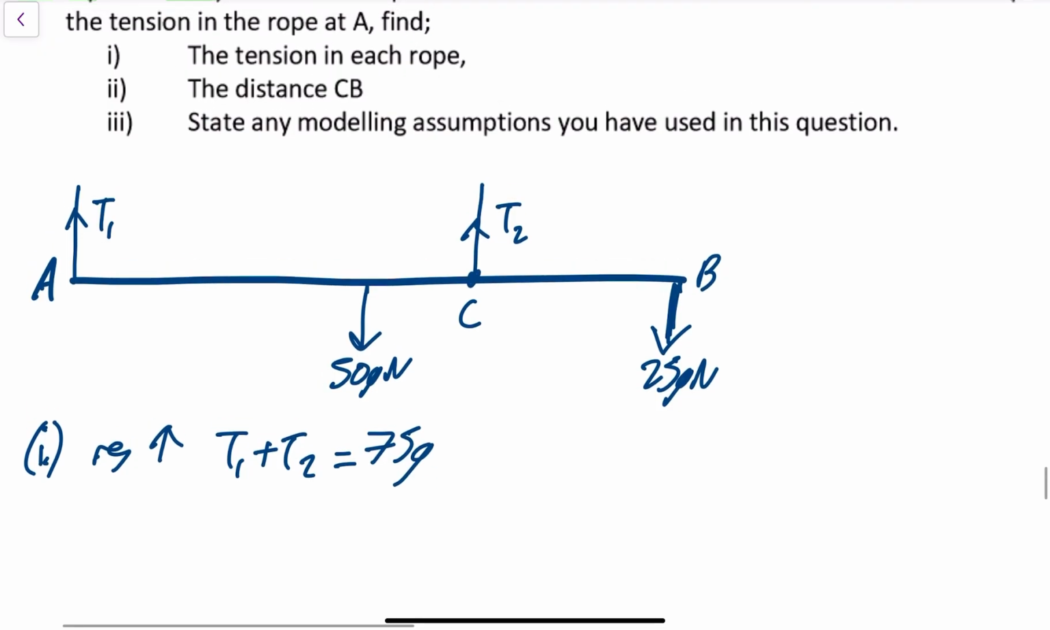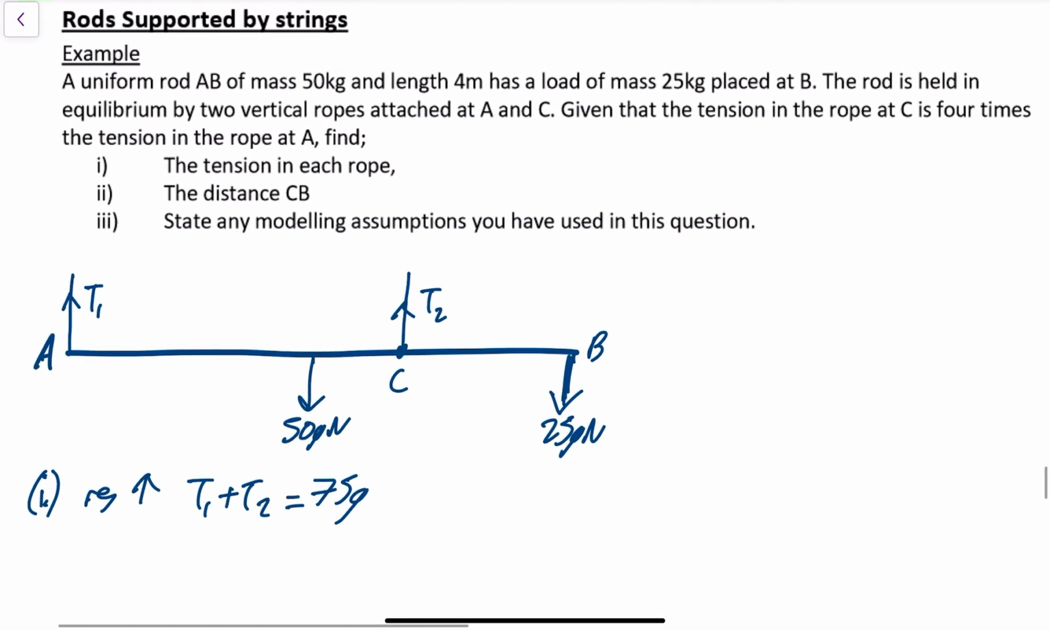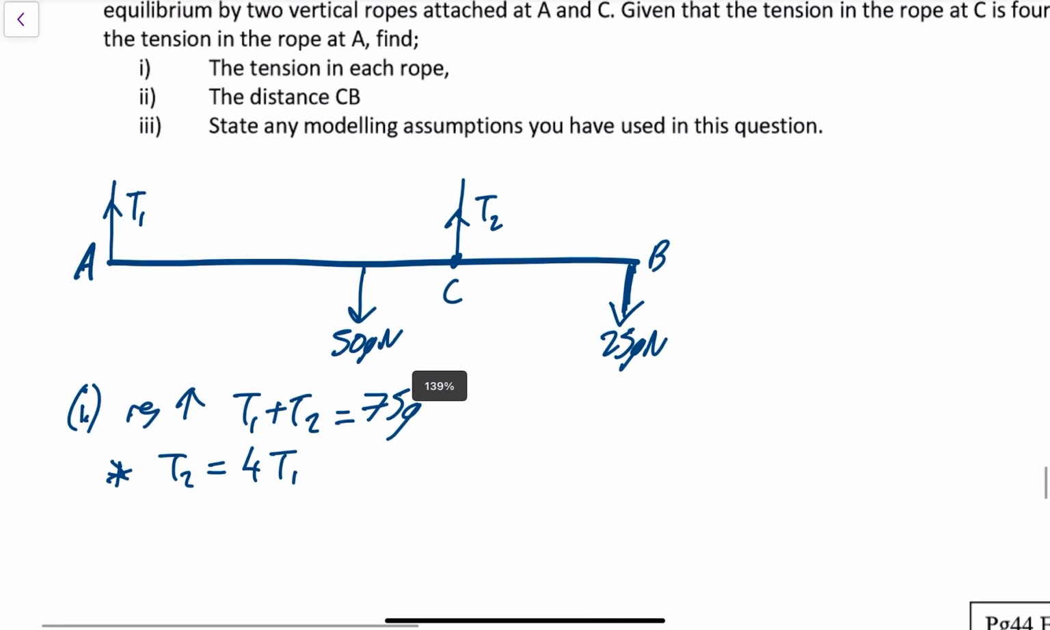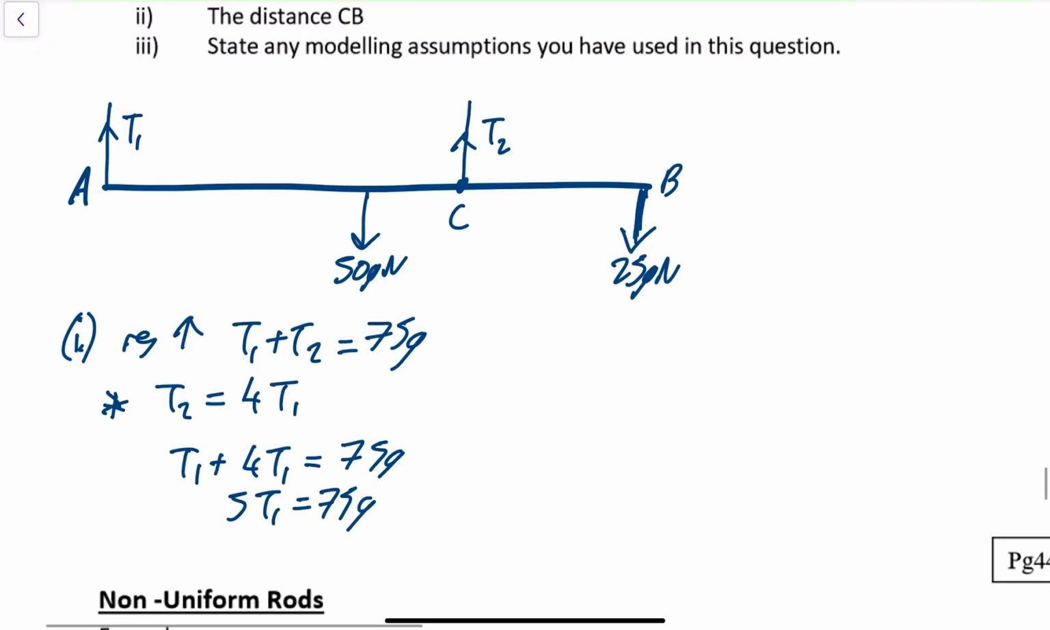We knew something, didn't we? Right. Now, what did it tell you? It told you in the question, given that the tension in the rope at C is 4 times the tension in the rope at A. So we know that T2 is 4 times T1. So we could say then that T1 plus 4T1 is equal to 75G. So that's 5T1 equals 75G. That means T1 is equal to 15G.